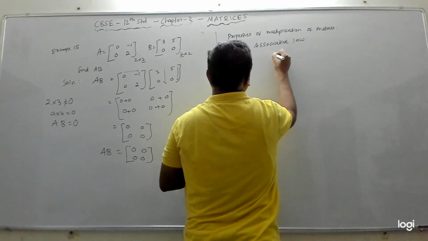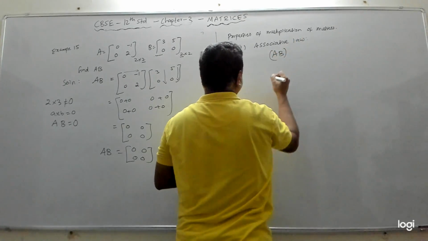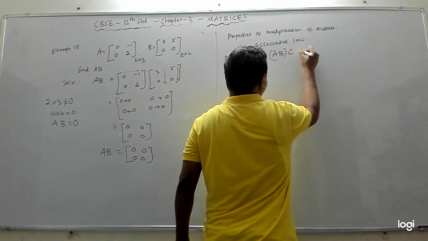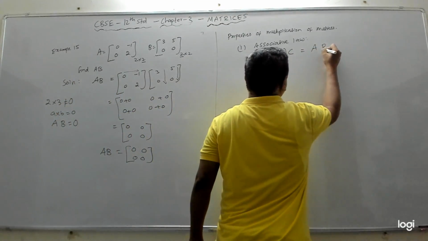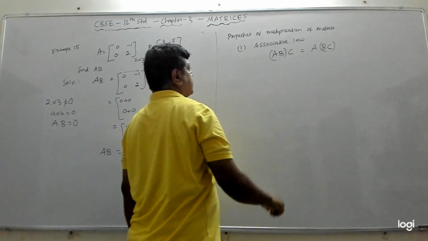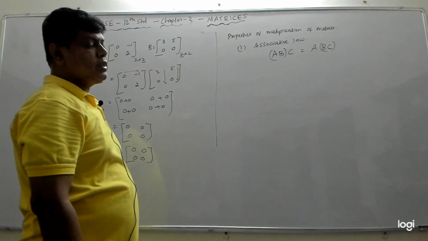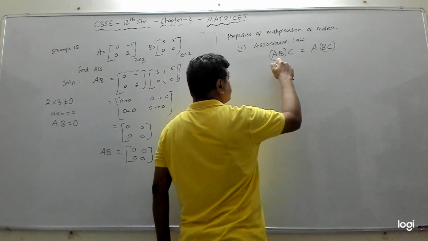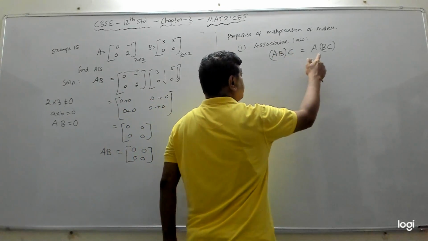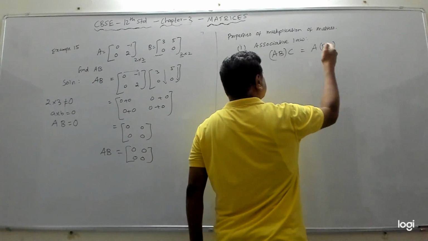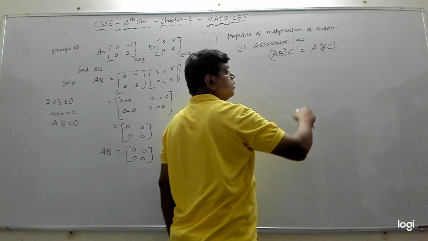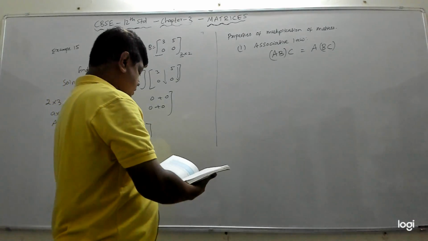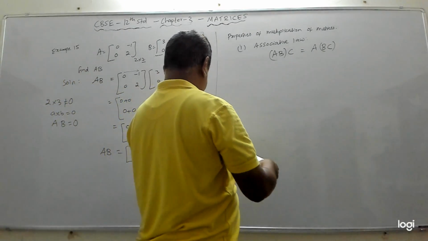What it means is, if you multiply A matrix with B and then with C matrix, that is the same as multiplying A with the BC matrix. So AB into C is the same as A into BC, which means if you multiply A into B and then multiply the result with C, that will be the same as multiplying B with C first and then multiplying A with the result of BC. Both will match because matrix multiplication is associative.